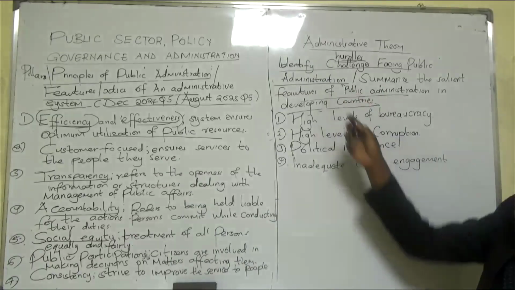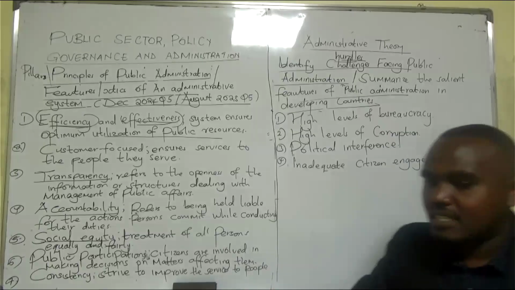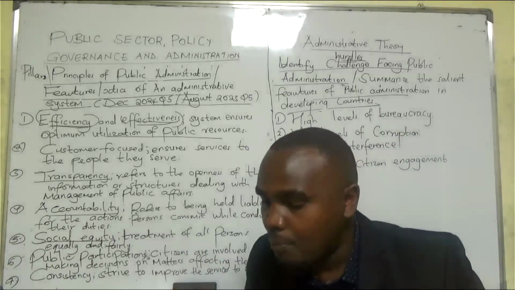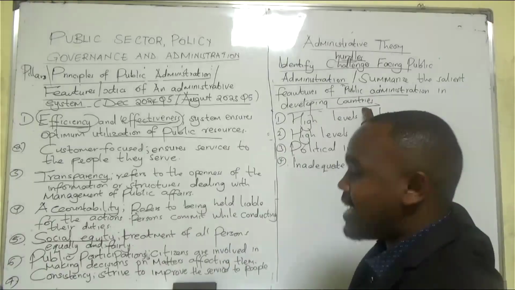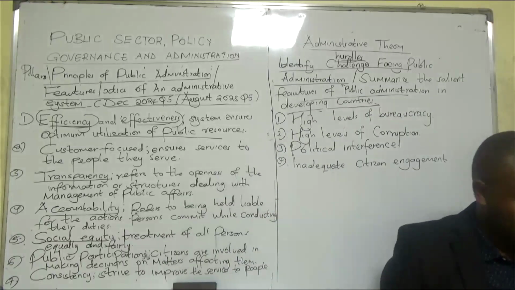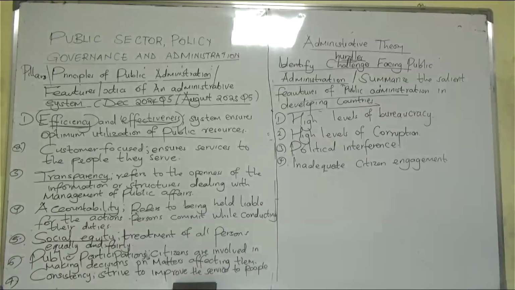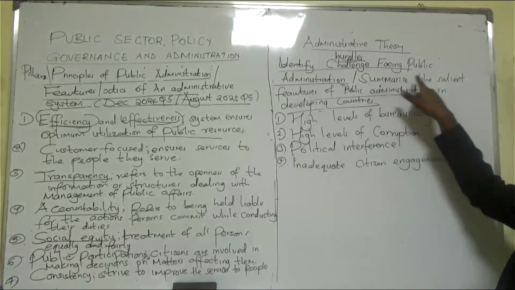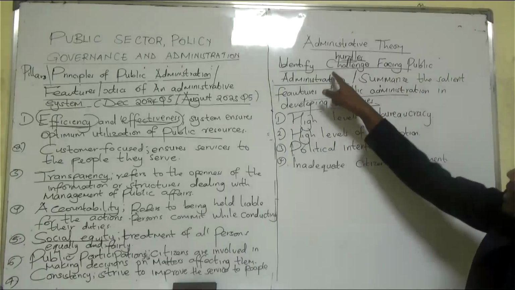What is the meaning of salient? Unique. What are some of the unique features of public administration in developing countries? The word developing countries can be used. That is a lot of discrimination. They call us that word countries. So you will see the salient features. The other one, the challenges.